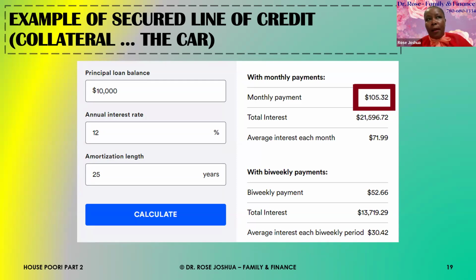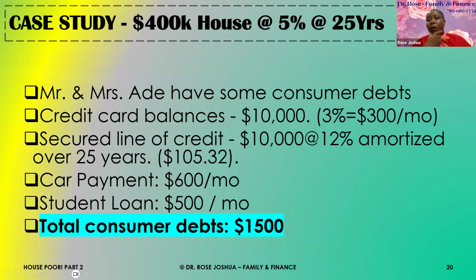Let's say you go to a loan shark. Well, no, loan shark I'm actually not using here because the interest rate I'm stating here is 12%. Loan sharks will charge you way more, sometimes 30, sometimes 40%. So be careful there. But anyway, let's say you have a $10,000 line of credit secured with your car. So that means your car is collateral. Then they would actually stretch it out to 25 years at 12%, and your monthly payment there will be $105.32.